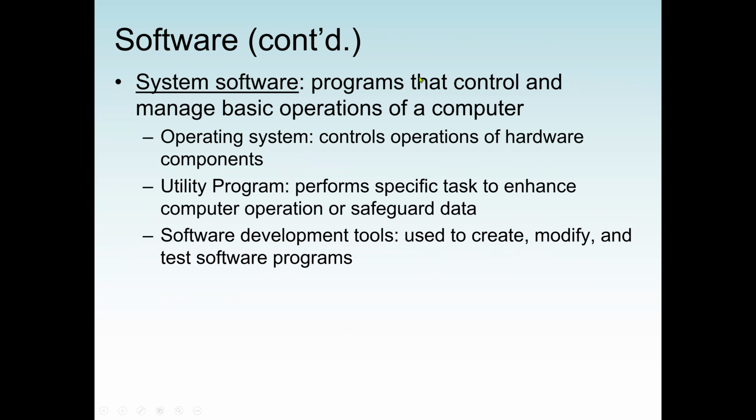System software, as we said, is a program that controls and manages the basic operations of a computer. The operating system is a very good example. We also have the utility program, which performs a specific task to enhance the computer operation or safeguard data. Antivirus software is a utility program. We also have software development tools, which we are going to use in the Python programming language, such as Spyder, Anaconda, or Jupyter. We write the source code and run it, or compile it and then run it, to develop the software. A software development tool is also system software. We use it to create, modify, and test software programs, and we are going to use Python and Spyder for this course.